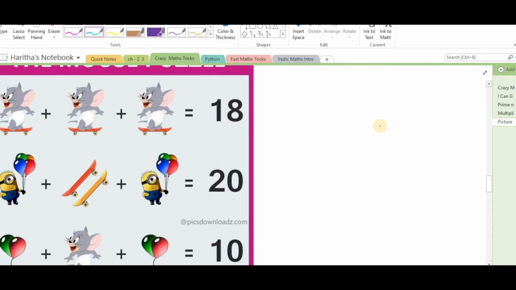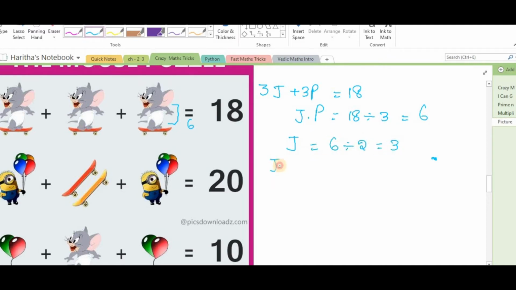The first thing is, here we are going to find out each and every individual thing. 3 Jerrys plus 3 pads is equal to 18. So first, Jerry with pad is equal to 18 divided by 3, that is 6. Means Jerry along with the pad is 6. Only Jerry will be 6 divided by 2, that is 3. The value of Jerry is 3 and the value of 1 skating pad is 3.